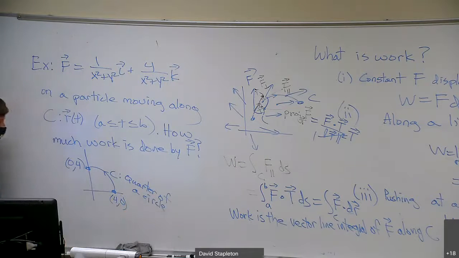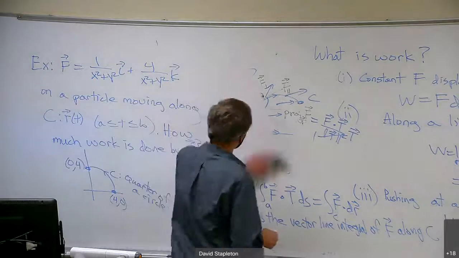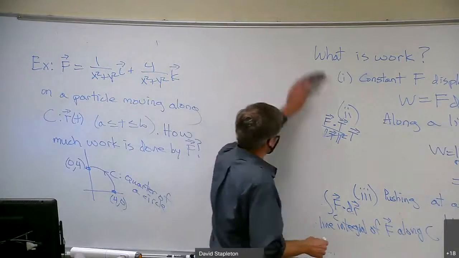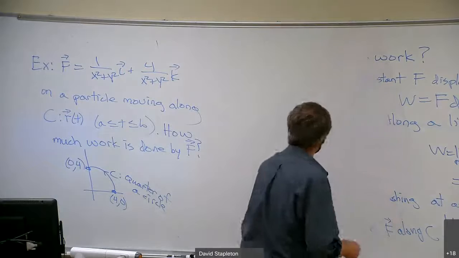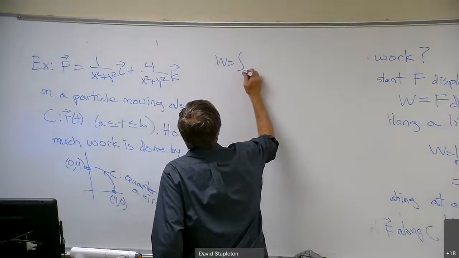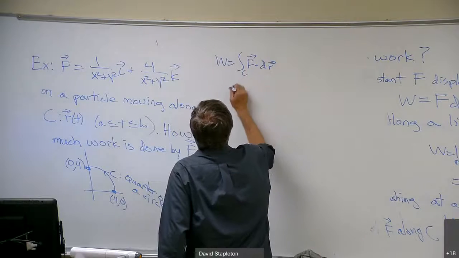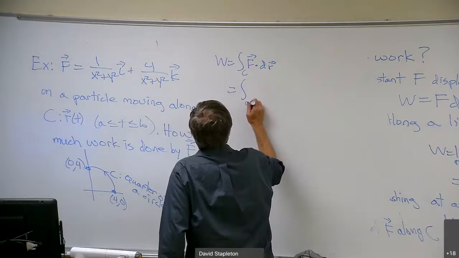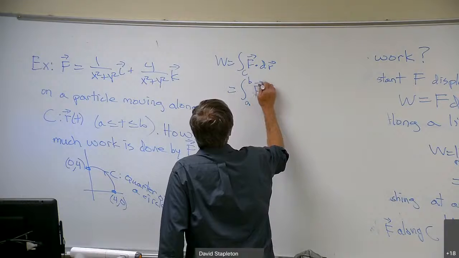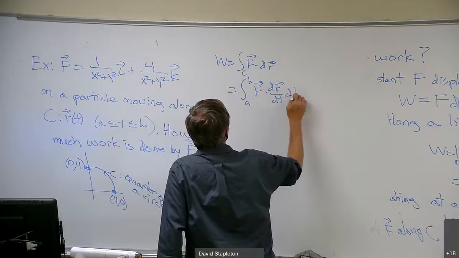How much work is done there? How could I do that one? Well, the work is the vector line integral, right? I say work equals the integral along C of F dot dr. The way you evaluate these things is to integrate from a to b of F dot dr/dt dt.